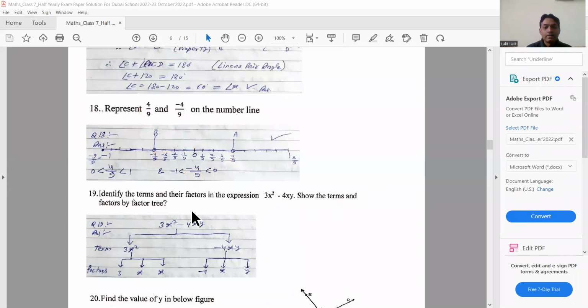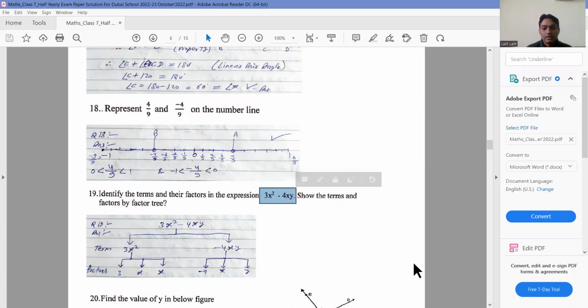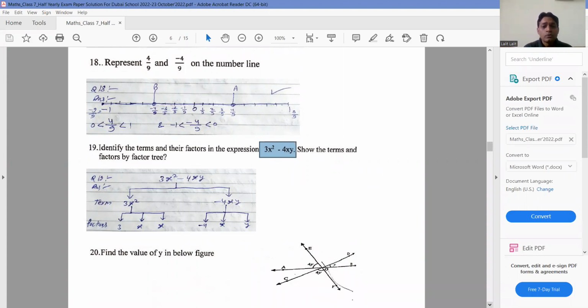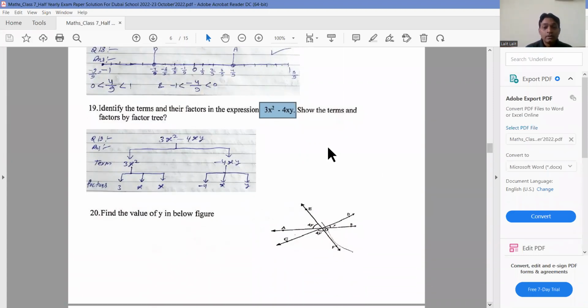Identify the terms and their factors in the expression 3x squared minus 4xy. Show the terms and factors by a factor tree. So the factor tree method is an important method. This is a question of algebraic expression. So now what happened? This is a question. I have just directly drawn a factor tree to find out terms and factors.